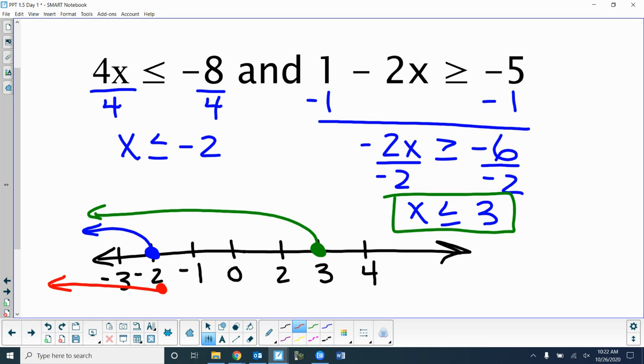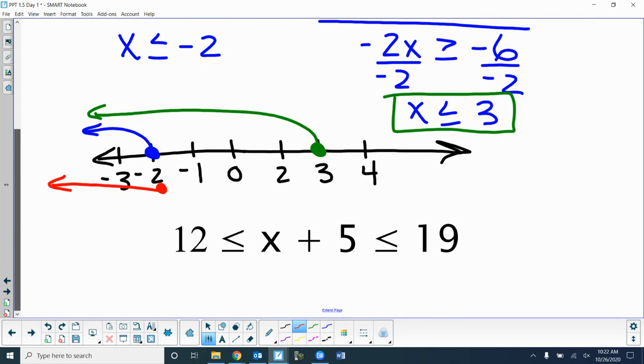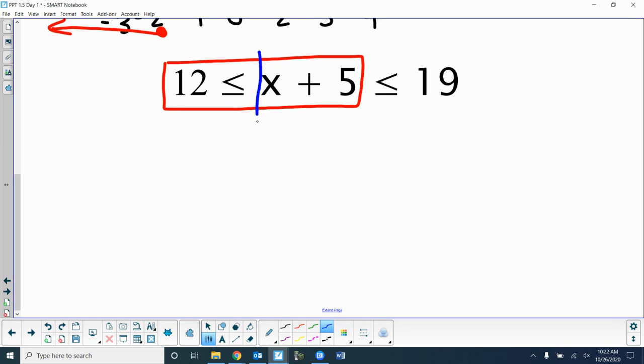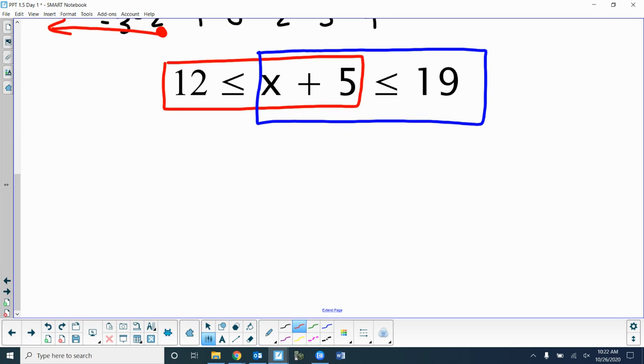Sometimes they do these compound inequalities, and they look like one problem, like this. But there's actually two problems there. There's this problem, and there's this problem. So a lot of kids will just write them separate.